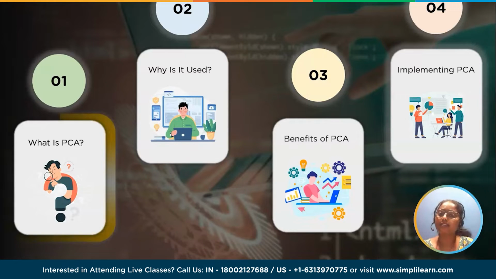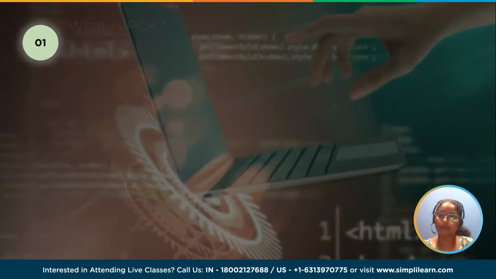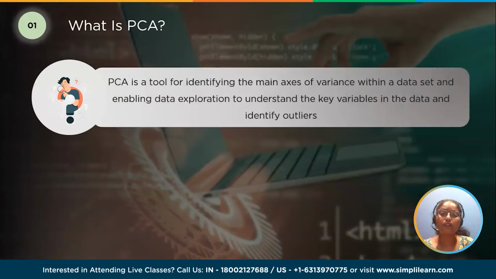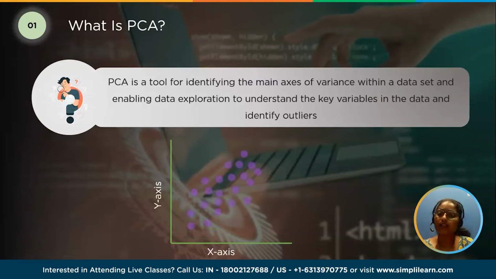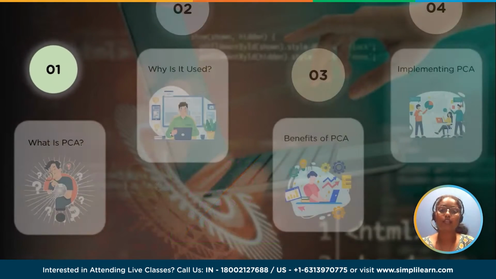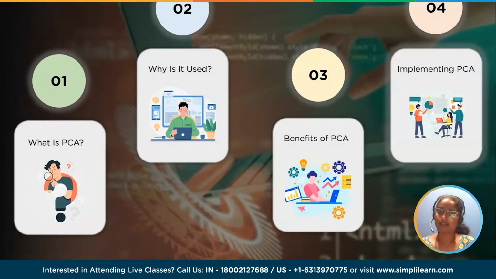Now let's try to understand what exactly PCA is. PCA is a tool for identifying the main axis of variance within a dataset and enabling data exploration to understand the key variables in the data and identify outliers. In simple words, PCA is a process to find outliers and the key variables in a dataset.